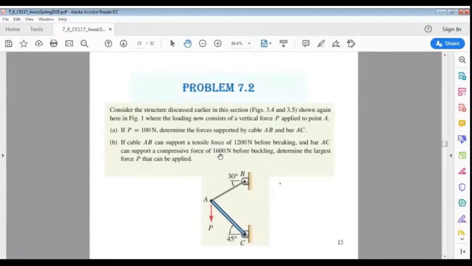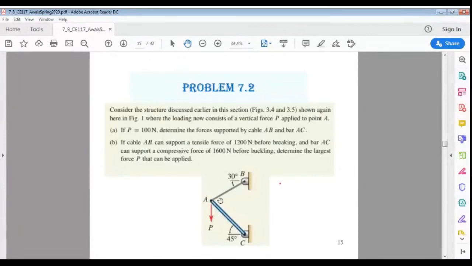Now the problem is slightly different. The strengths of different members are given to us. That is, member AC can support a maximum load of 1600 Newton. If the force FAC exceeds 1600 Newton, then this bar will buckle. Or if the force in the cable AB exceeds 1200 Newton, then this cable will break.